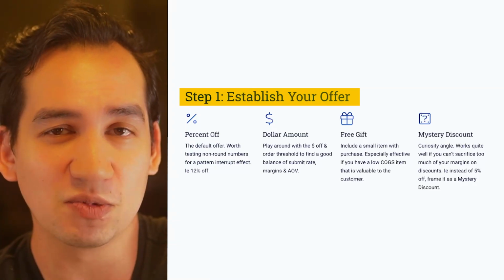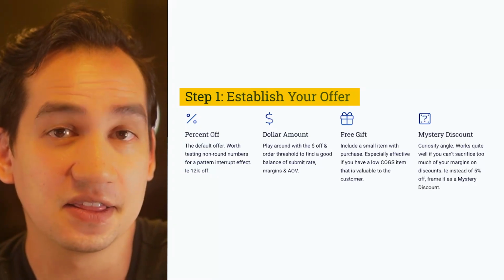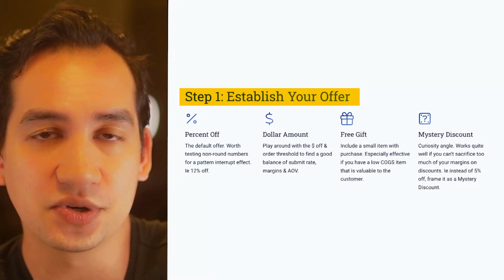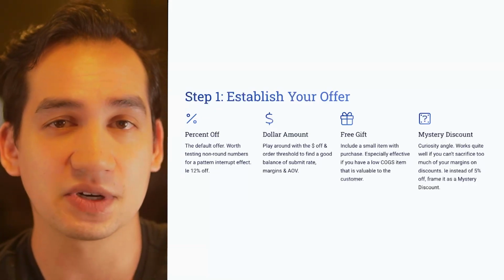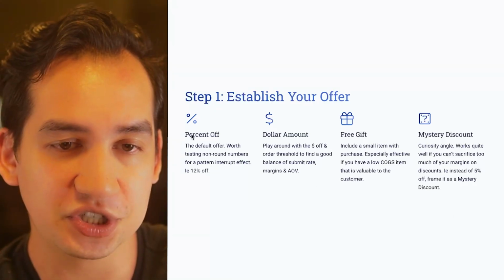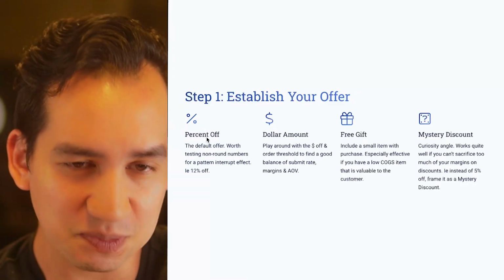You just need to start with something, and then from there you can A/B test the offer. And this is going to be the highest impact thing that you can A/B test. And I'll get into some tips for how I A/B test and how I'd recommend that you do it as well. But establishing your first offer here, you have a few different options. So the default one is percentage off.